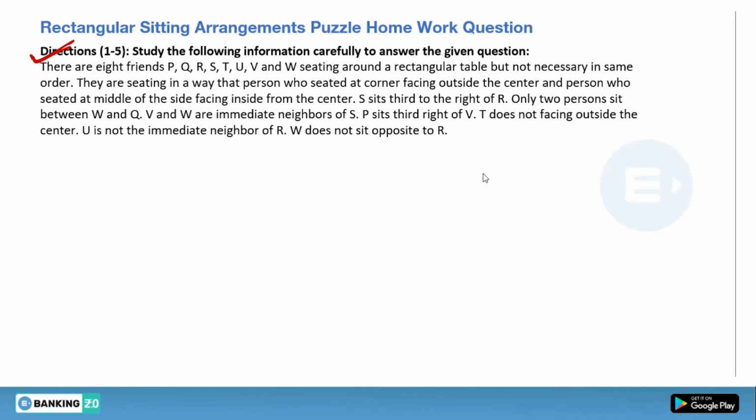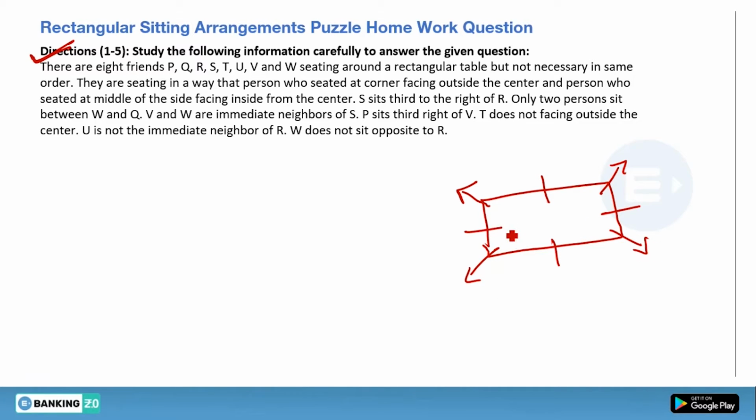First we have to make the rectangular table diagram. Persons are sitting at the corner. How many persons? 4 persons, and 4 persons are sitting at the middle. The persons facing outside the center are sitting at the corner, as it is written over there. So outside the center, the arrow means like this, facing outside, and the persons sitting in the middle are facing inside. So the arrow must be like this, and we know that outside means south.